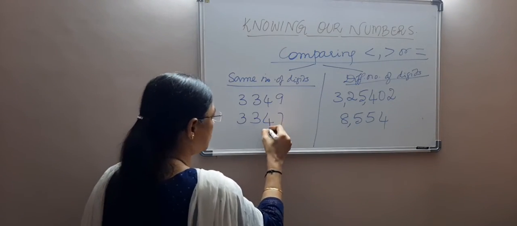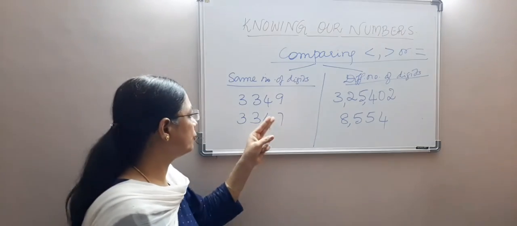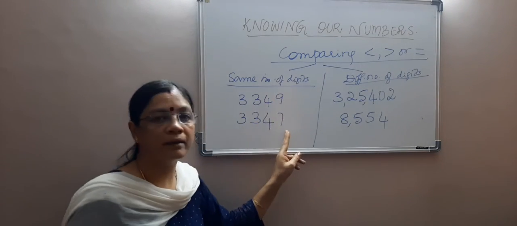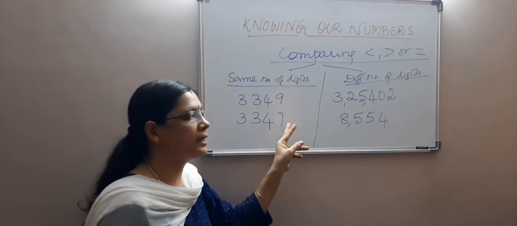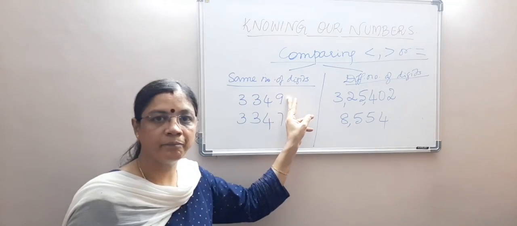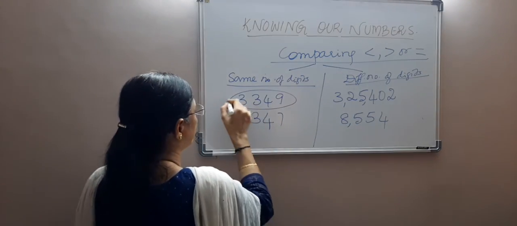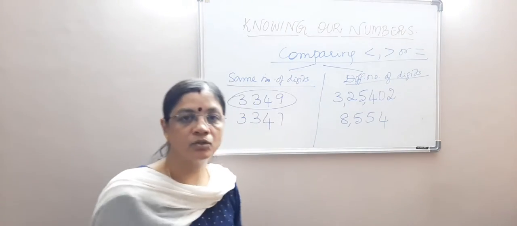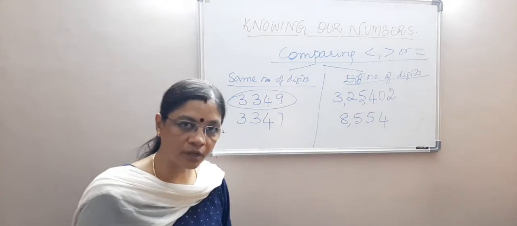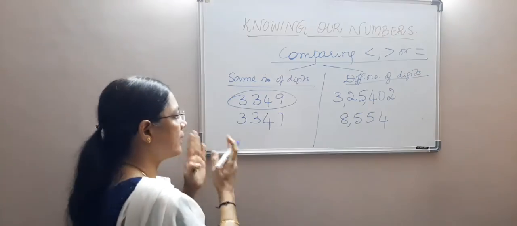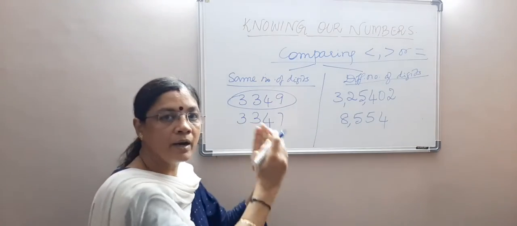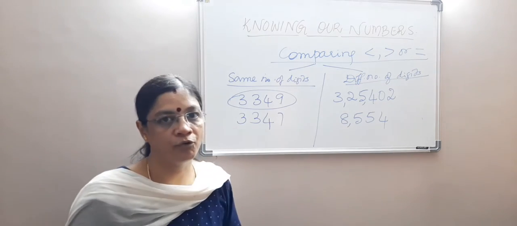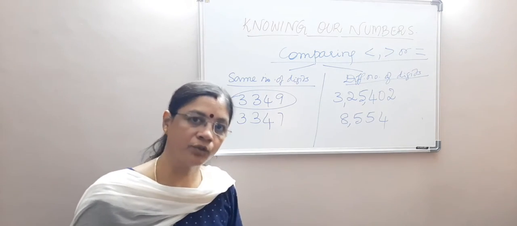If this is also the same, then what do we do? Just leave this and compare the ones place. This is 9 and this is 7. Obviously this is greater, isn't it? So this is your greater number. So with the same number of digits and the same digits, this may be quite confusing for you. So start with the larger place value and go step by step. That will be easier for you to find out which is greater and which is smaller.